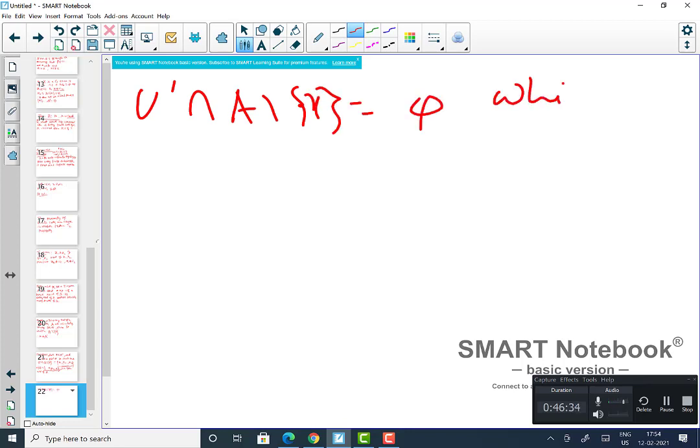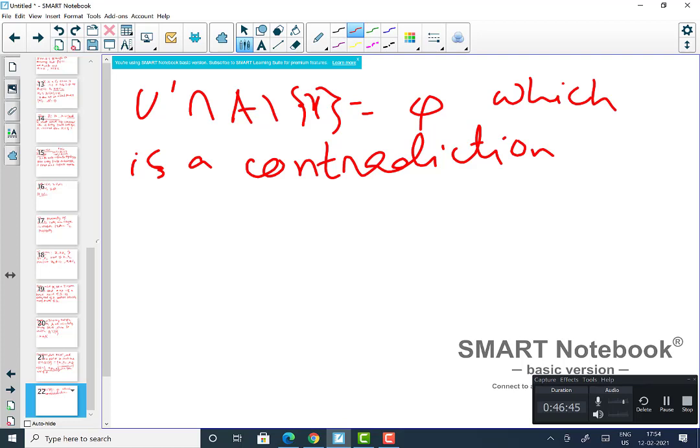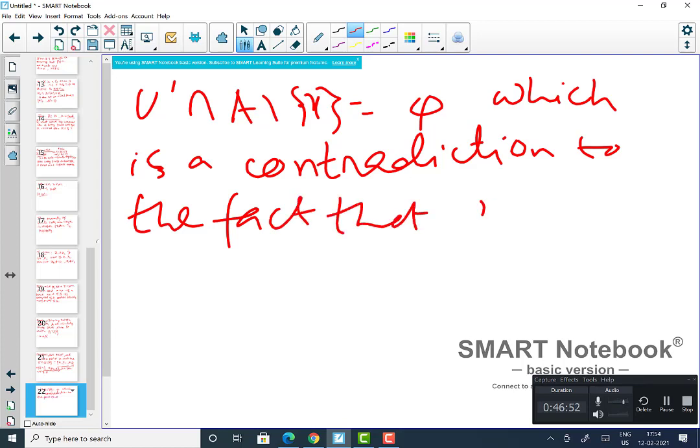which is a contradiction to the fact that x belongs to the derived set of A, so it's a limit point, right? You found a neighborhood that does not intersect A minus {x}, so it cannot be. So what does that mean? That means this intersection must always contain infinitely many points.